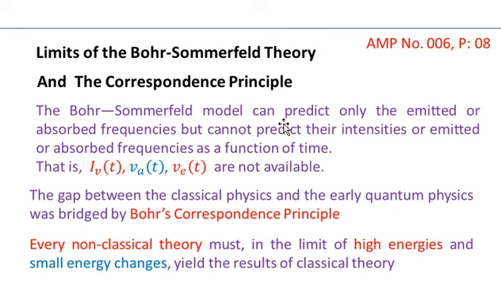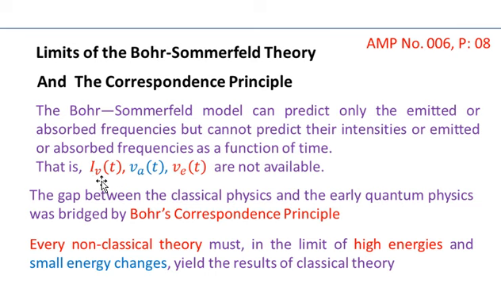The Bohr-Sommerfeld model can predict only the emitted or the absorbed frequencies, but cannot predict their intensities, or the emitted or absorbed frequencies as a function of time. So these theories do not talk about these quantities, that is, the intensities or the emitted or absorbed frequencies as a function of time.